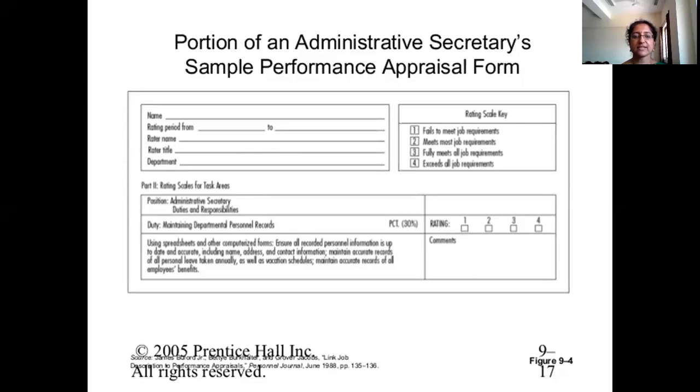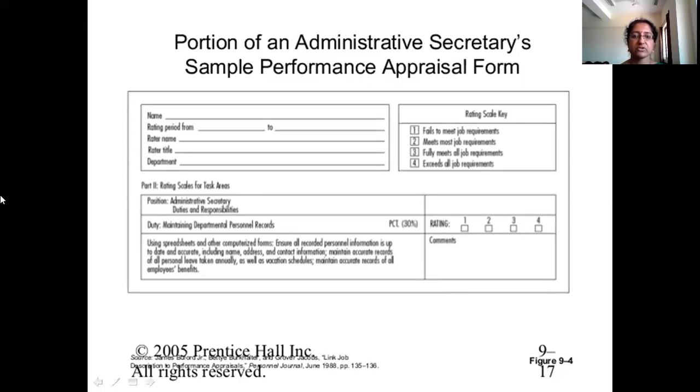So from this, we notice that in case this administrative secretary is maintaining all the records well, you're able to retrieve information whenever required. Everything is in a systematic way. You can give a rating of 4 for the administrative secretary, which means exceeds all job requirements.